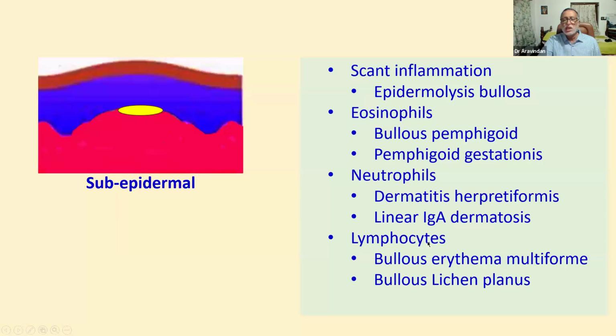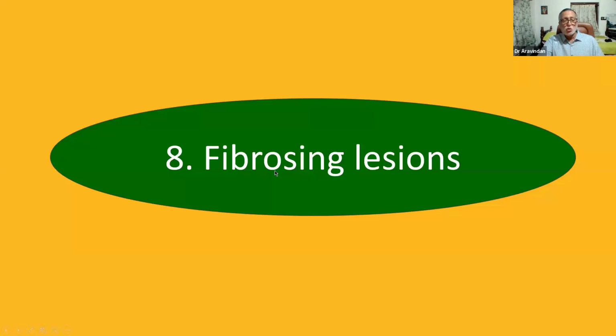And these are the differential diagnoses of subepidermal bullae: scant inflammation; eosinophils as in bullous pemphigoid; neutrophils as in dermatitis herpetiformis; and lymphocytes may be seen in bullous lichen planus, or bullous erythema multiforme may appear as bullae sometimes. Now comes the fibrosing lesions.